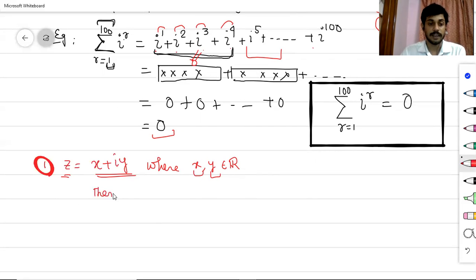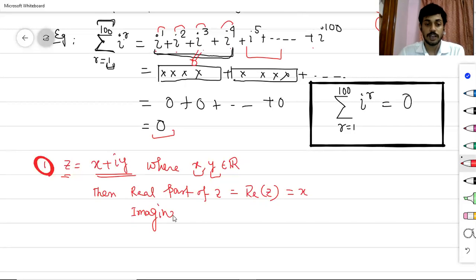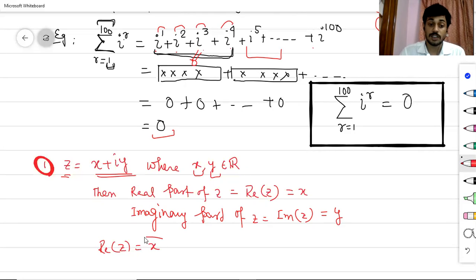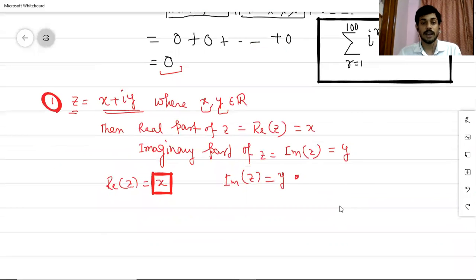Then we can say the real part of z, that is denoted as Re(z), equals x, and the imaginary part of z, that is denoted as Im(z), equals y. So that means the real part of z equals x, which is a real number. And similarly, the imaginary part of z equals y, which is also a real number. Why so? Let us take an example regarding this concept.